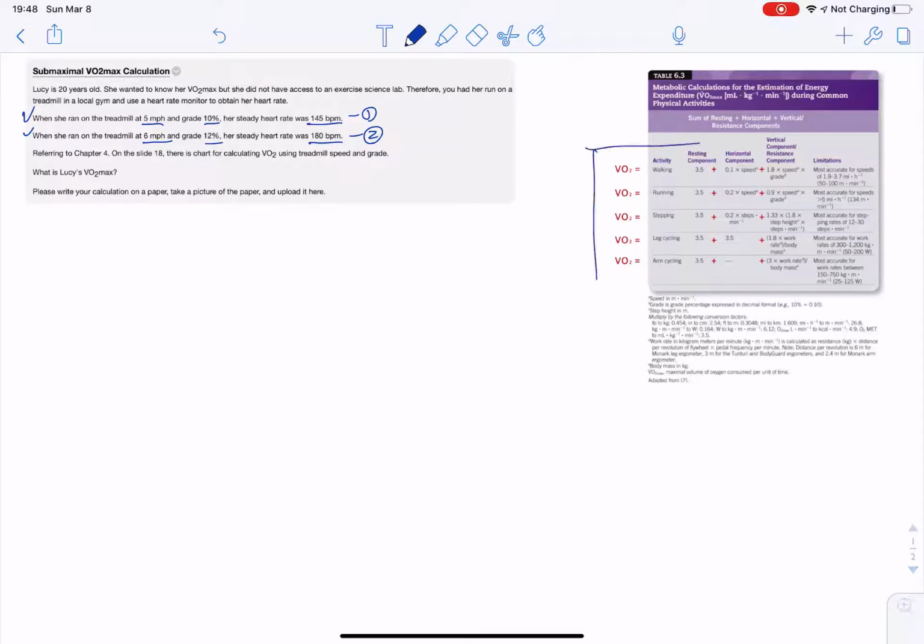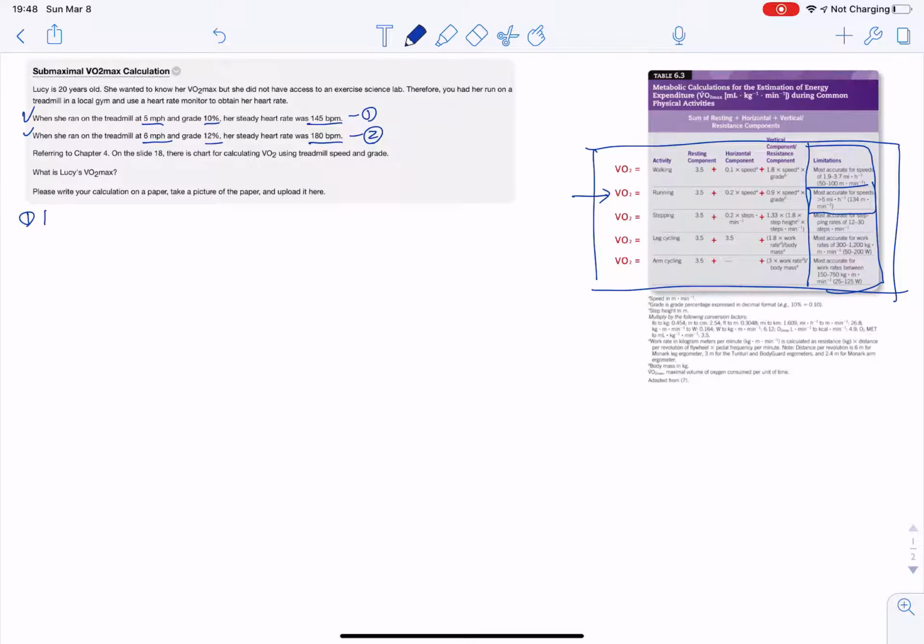So we have these numbers. We can plug them into these formulas to calculate her VO2. But there are 5 formulas. How do we decide which one to use? We need to look at the limitations. The limitation for the second formula says it's more accurate when the speed is higher than 5 miles per hour. So we know we are using this second formula.